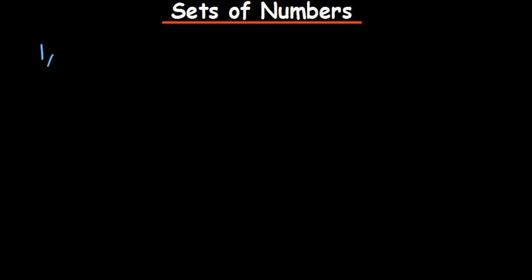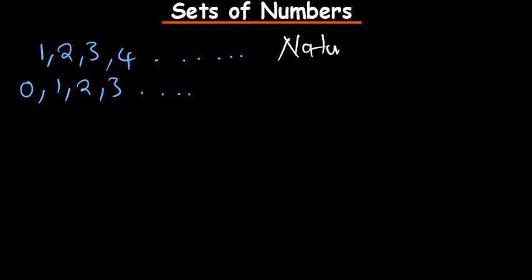We have numbers 1, 2, 3, 4. These are counting numbers beginning from 1. Then we have numbers that are also counting, except we include a 0. Let me first classify these ones that we have already. The first one is called the set of natural numbers, and the other set is called the set of whole numbers.